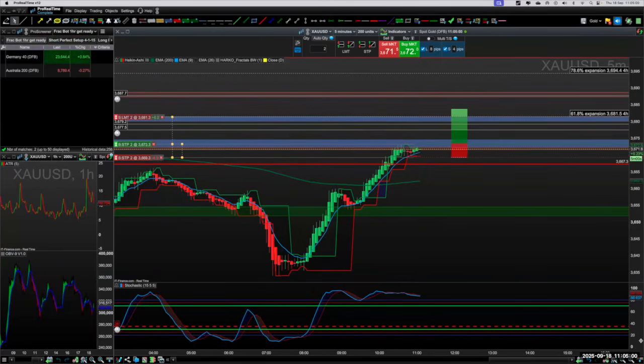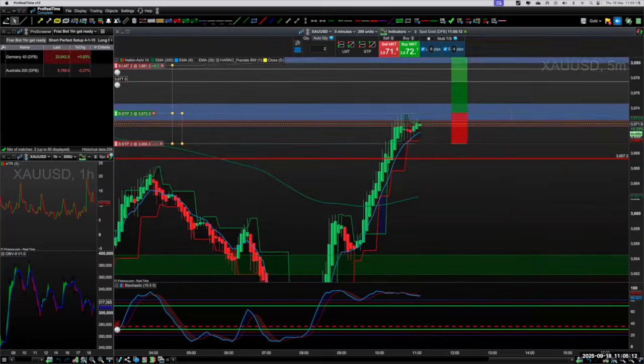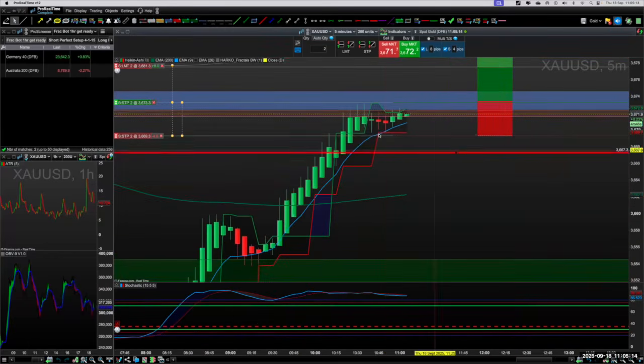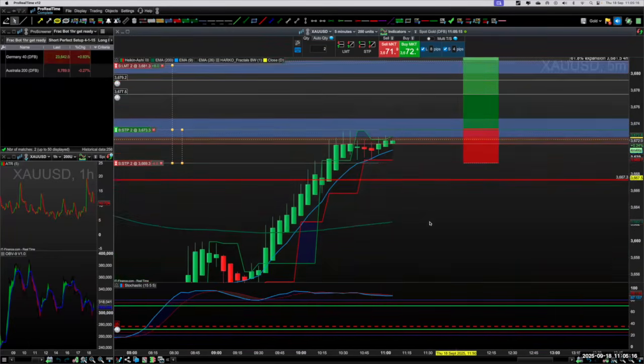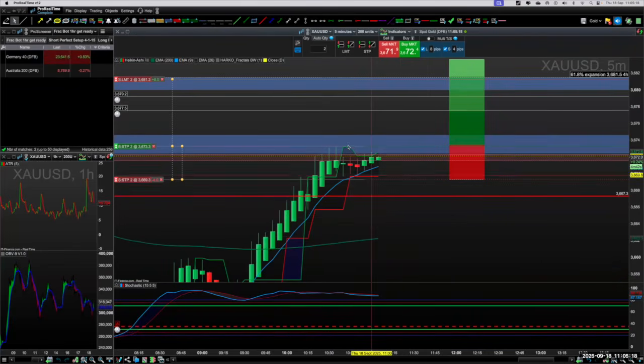which is right on the 61.8 expansion. If you remember, it's a 5-minute expansion too as well. So that's a highly probable trade, so long as this fractal structure holds there, then that will be a decent trade to be had.